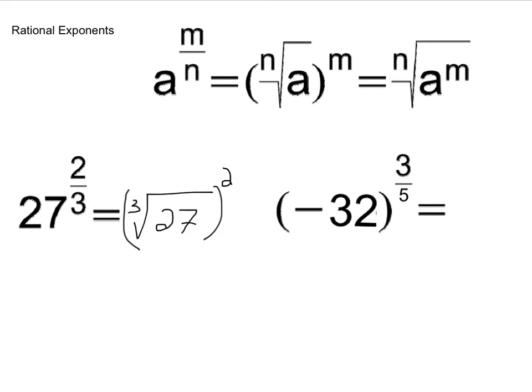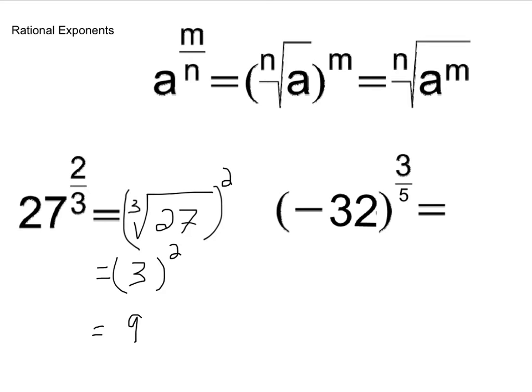The third root of 27, as I've seen before, is 3. 3 to the third power is 27. 3 times 3 times 3. I'm going to take that answer and square it, and my result is 9. 27 to the 2/3 equals 9.